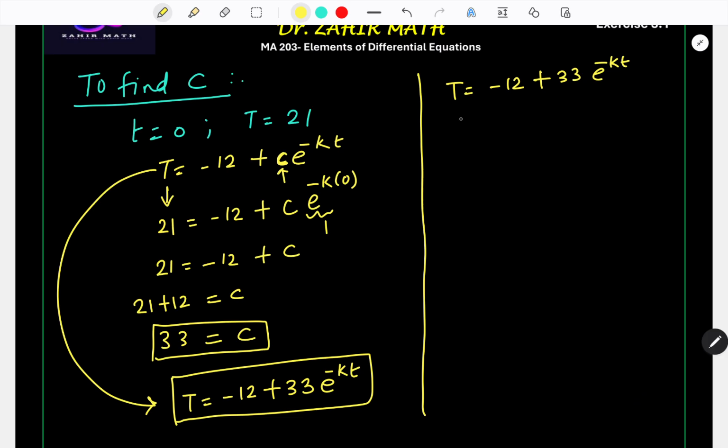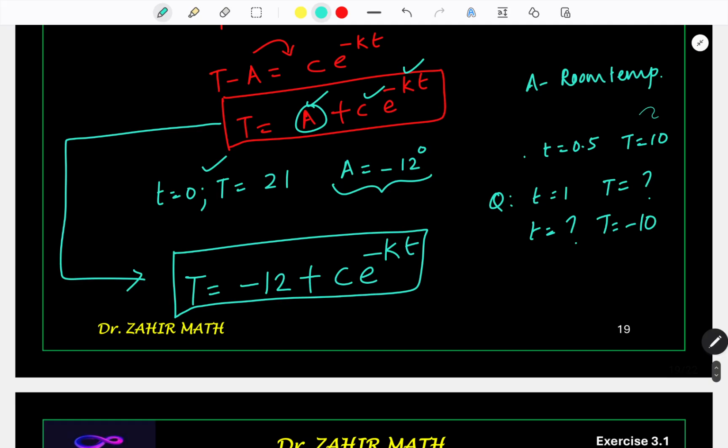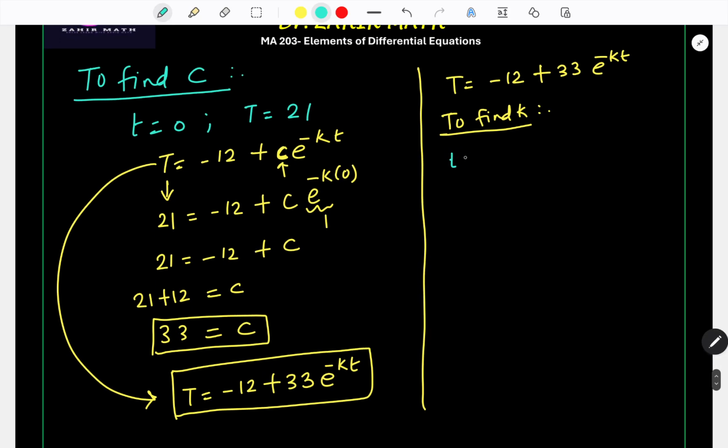So we are going to put the next condition to find K. What is the next condition? It is here: small t is equal to 0.5, capital T is equal to 10. So go back to this equation. Capital T is equal to 10, minus 12 plus 33 e power minus K, and t is 0.5.